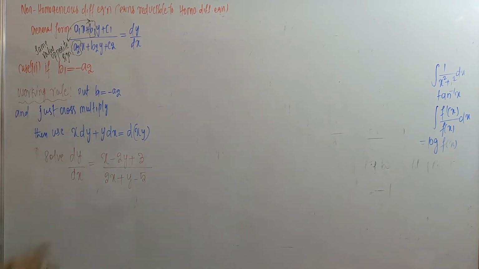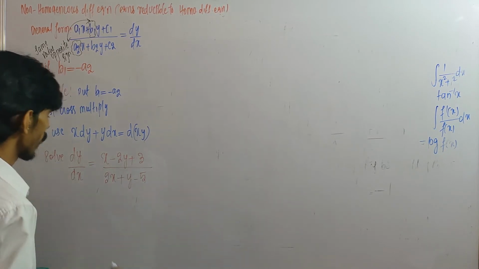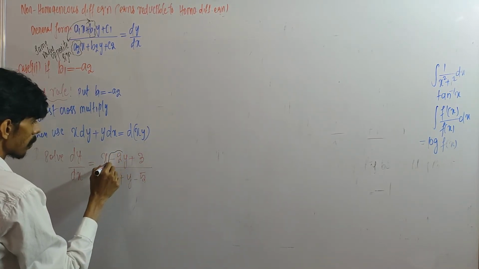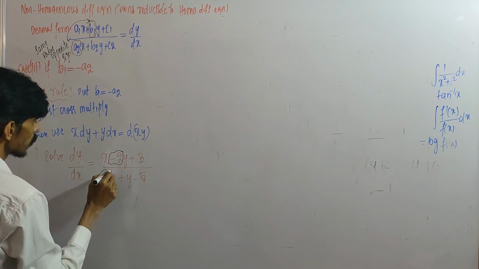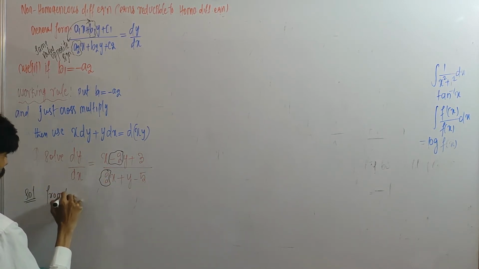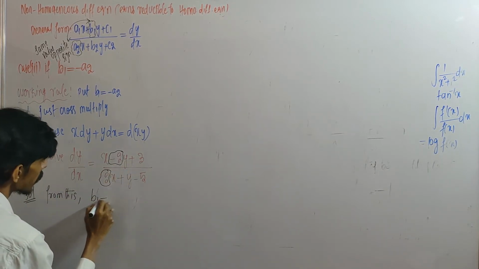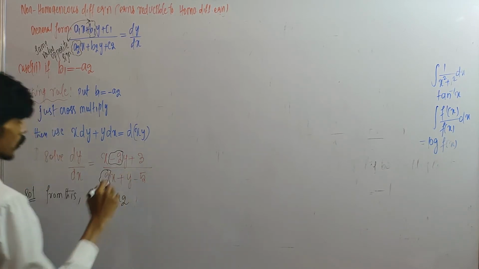Now let us understand this concept by using this example problem. Solve dy by dx is equal to x minus 2y plus 3 upon 2x plus y minus 5. Look here, we have minus 2 and plus 2, the same magnitude with opposite sign. It means that we can apply this concept. And one more thing, if I check here, we can say b1 value is equal to minus of a2.